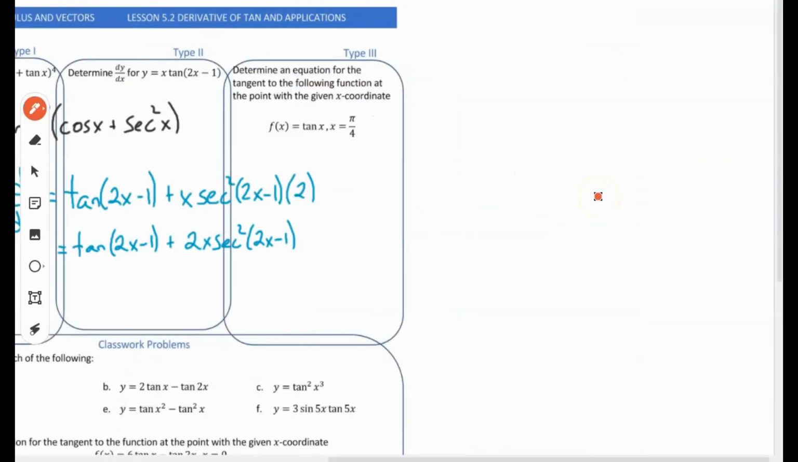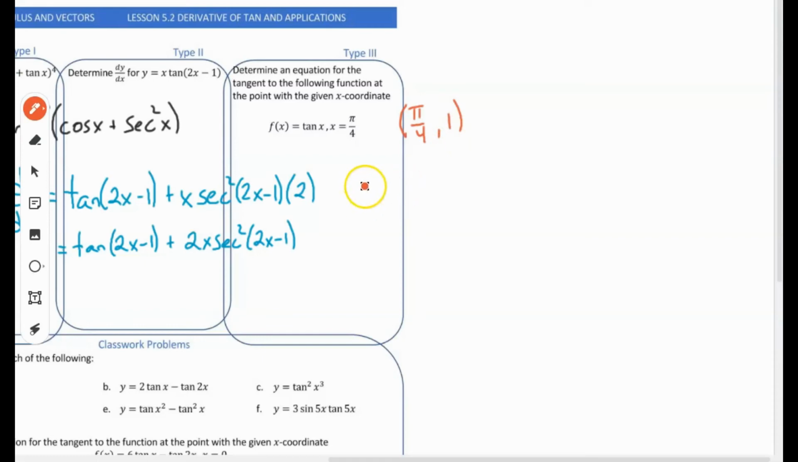So our last problem says determine an equation for the tangent to the following function at the point with the given x coordinate. So the function is just tan x. Right? But to find an equation of the tangent, we need a point. So we have an x coordinate, x equals pi over 4. We're going to want to find a y coordinate. But again, remembering special angles, the tan of pi over 4 is just 1. So there's our point. We have the point of pi over 4 and 1. Now we need the slope of the line, or the tangent, at that point.